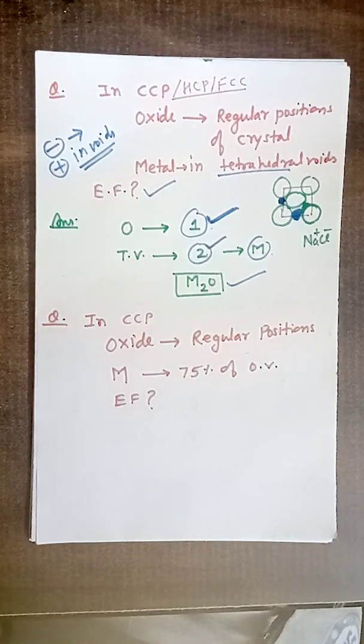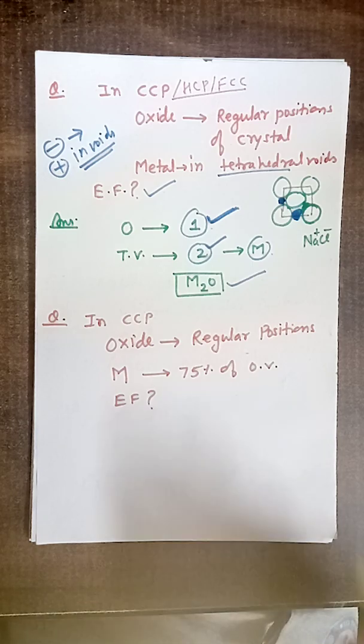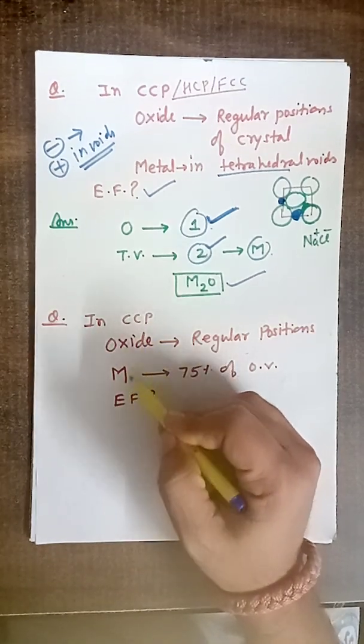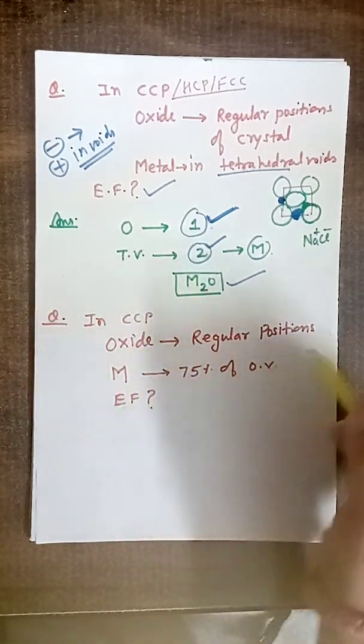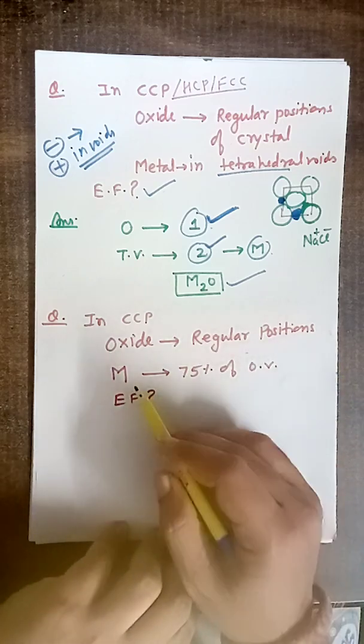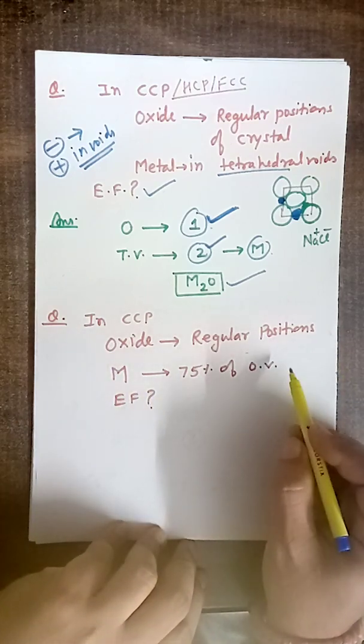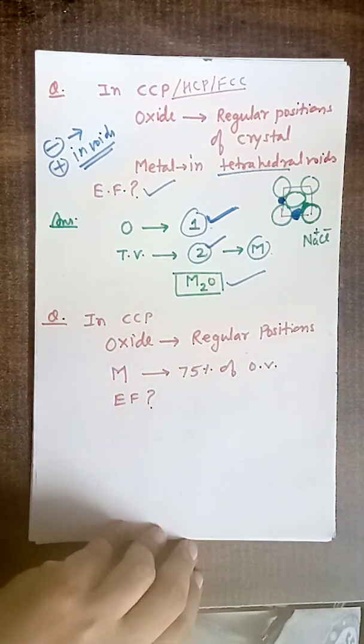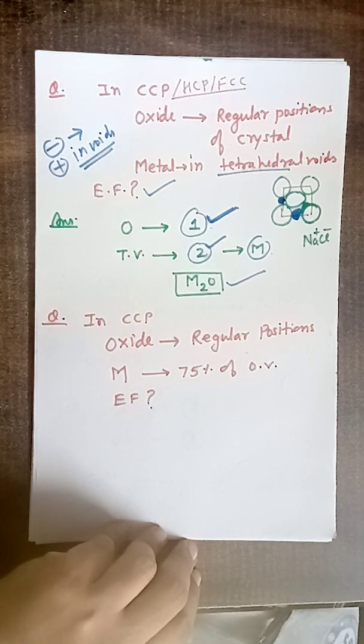I repeat, 1 oxygen, octahedral void will be 1, tetrahedral void will be 2 as per the ratio 1:1:2. So 2 tetrahedral void, as per question, metal in tetrahedral void, and therefore the formula is M2O. One more question for you now. In CCP, oxide at regular position, this time metal 75% of octahedral void. Determine empirical formula.